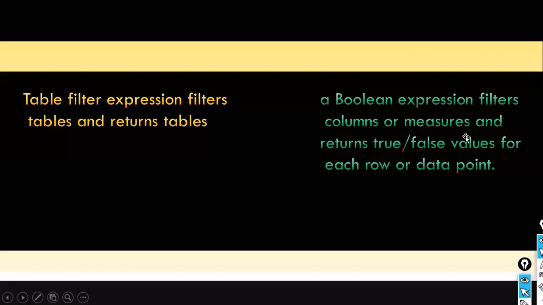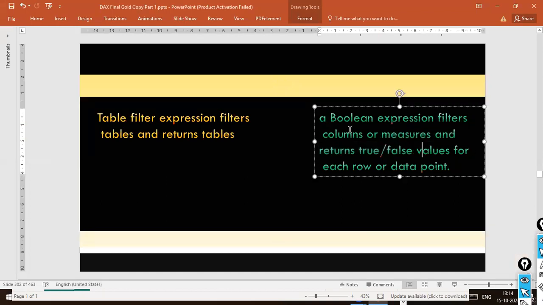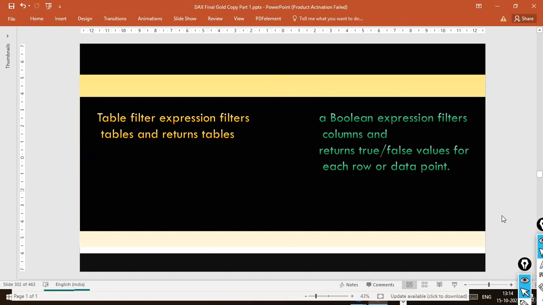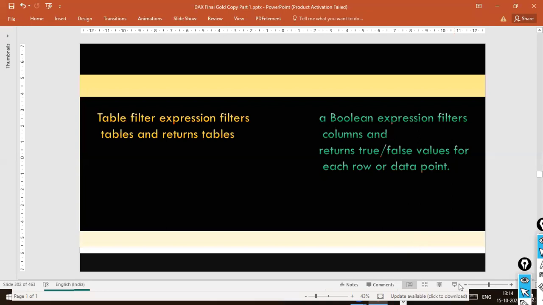So you got the interview question, right? Here, column, and returns true or false. You can use the Boolean expression. Boolean expression filters the columns and returns true or false. There is a problem here. So that is a tricky question they'll ask you in the interview: can I use a measure to filter the data?